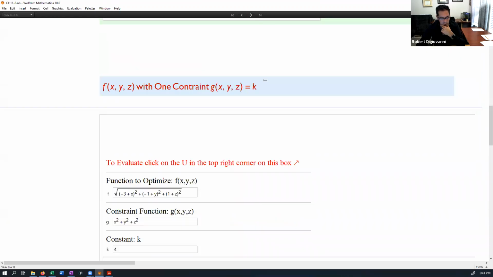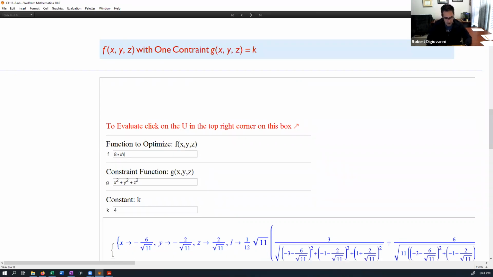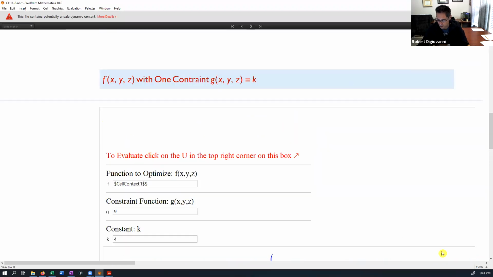Oh, hold on, where is it? We did this one. Didn't we do 8 times x times y? Or you know what, let's do the one that no, I don't want to do that one. 8 times x times y times z. That was the volume thing, and we had to be constrained to that. You know, I'm not going to do it. Never mind. It's acting weird.